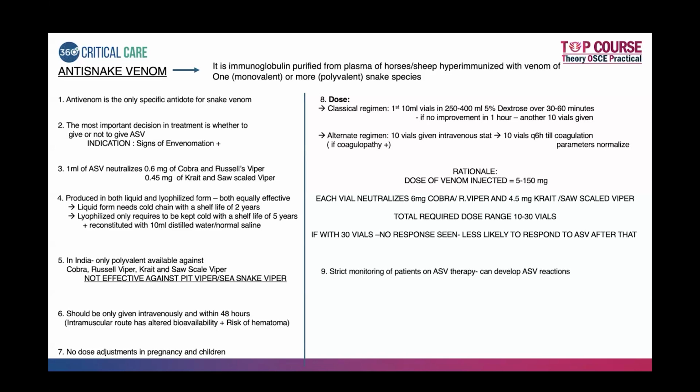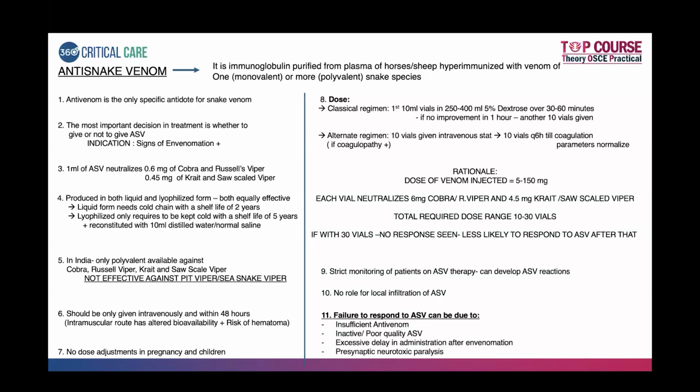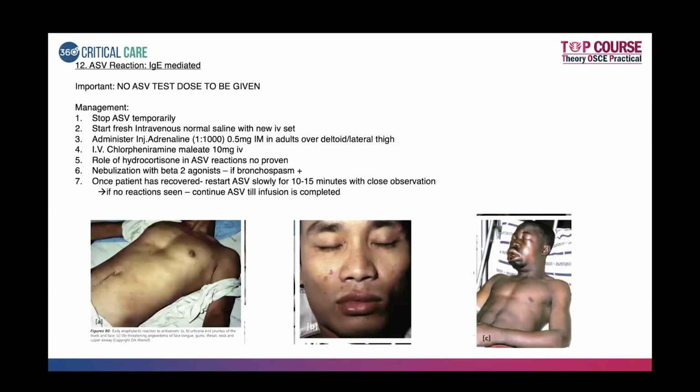So strict monitoring of patients on ASV therapy is crucial because they can develop ASV reactions. And there is no role for local infiltration of ASV. Failure to respond to ASV can be due to insufficient antivenom, inactive or poor quality ASV, excessive delay in administration after envenomation, and presynaptic neurotoxic paralysis. So these are the four differential thought processes that you need to keep in mind when ASV effect is not seen in your patient.